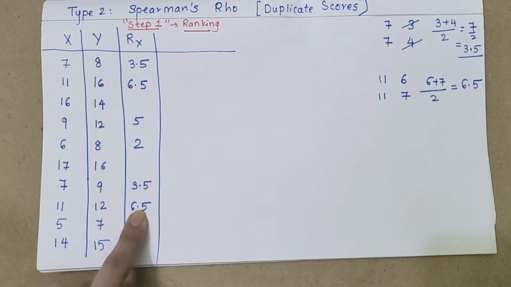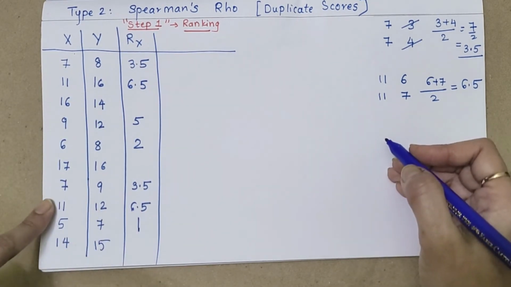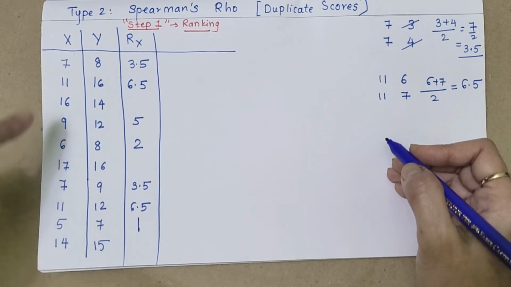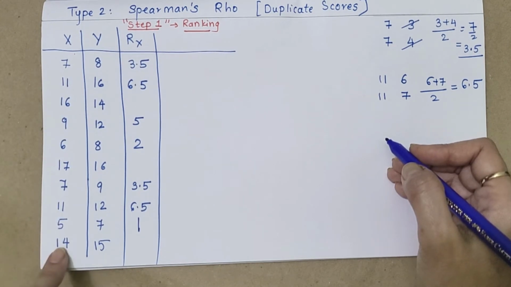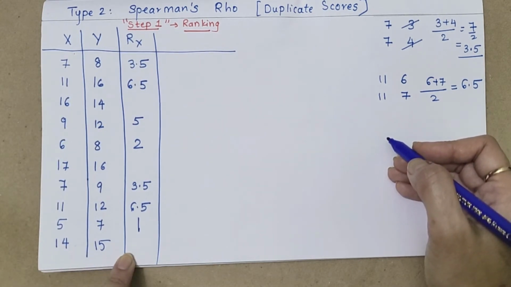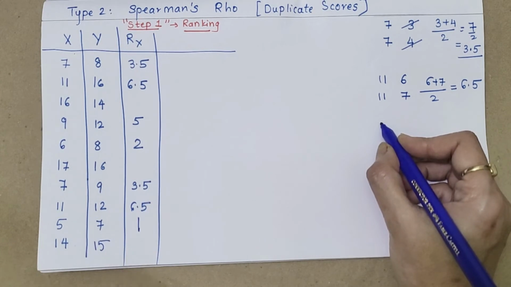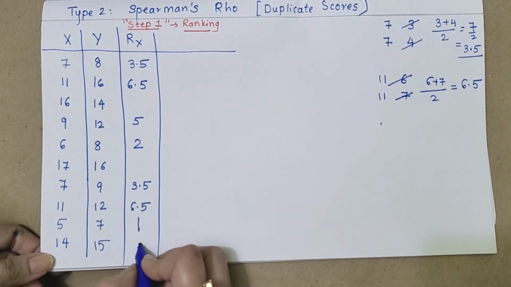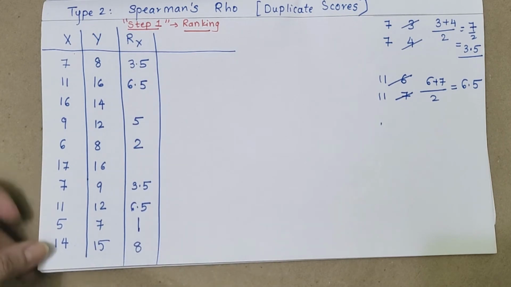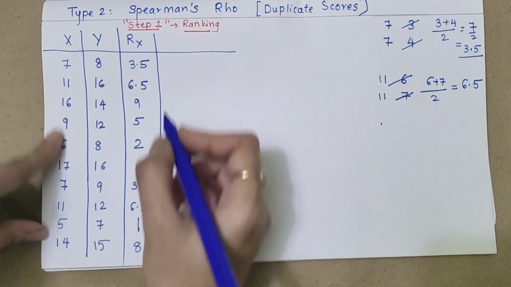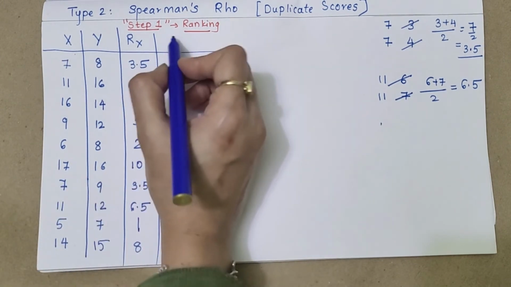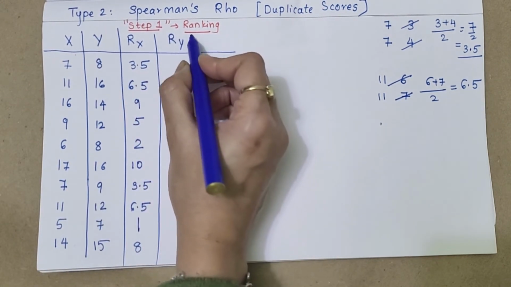Now 6.5, 6.5 goes. What is the next element after 11? It is 14. 14, 16 and 17 are left. Now 6 is gone, 7 is gone, so 14 comes on the 8th rank. Then 16 comes on 9th rank and 17 comes on 10th rank. That's it. Now let us move on to the ranking of Y.